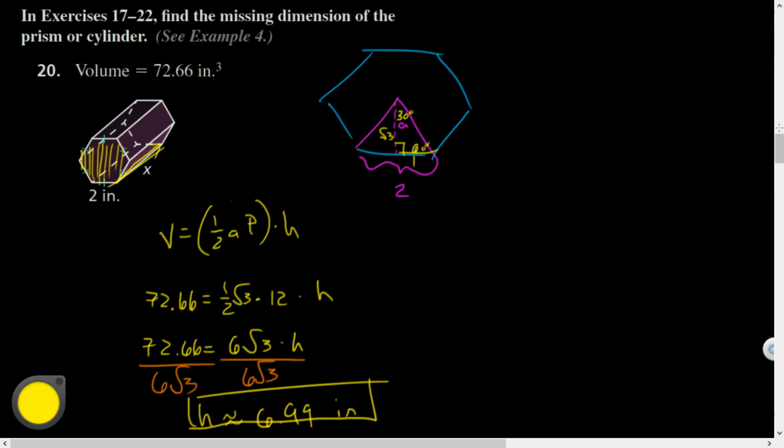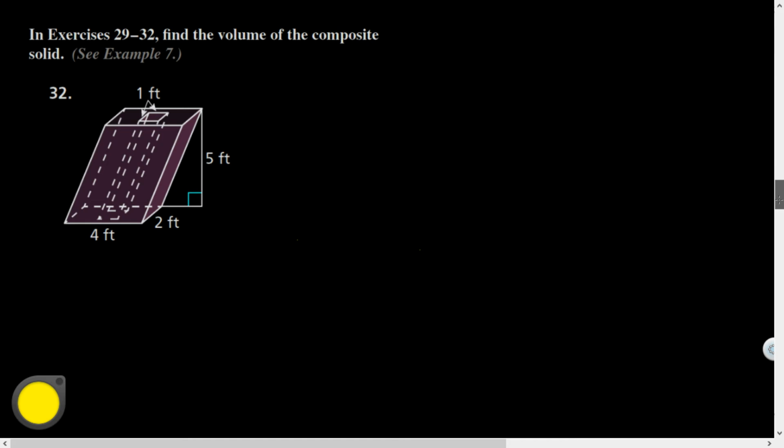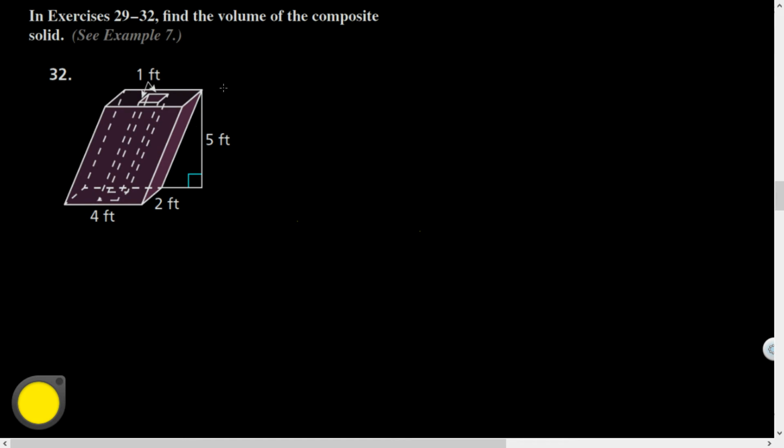Let's see, was that the last? No, we had a composite volume, didn't we? Look at this. All right. So what type of shapes are these solids? It looks like it's a rectangular prism. So I'm going to find the volume of the big one, minus the volume of the skinny one.